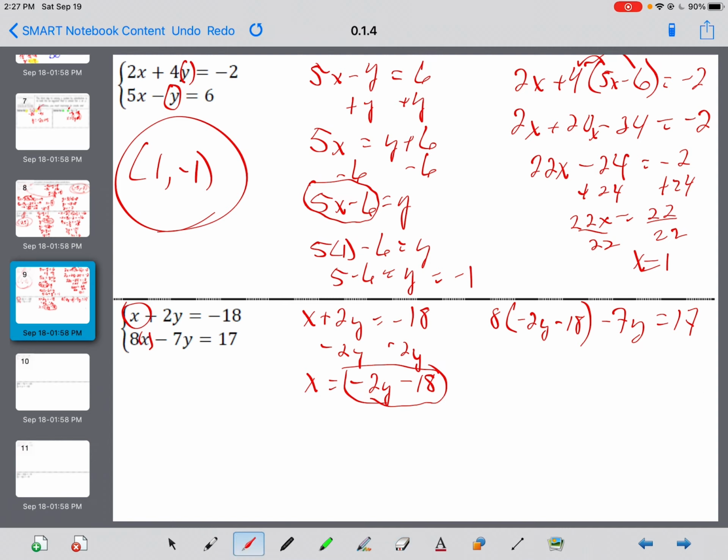To solve an equation, you have to get down to one variable. So if you plug it in the wrong place, you'll end up with 2 different variables in the equation and you're stuck again. So make sure you plug it in the right place. We solve for x, we plug it in for x.